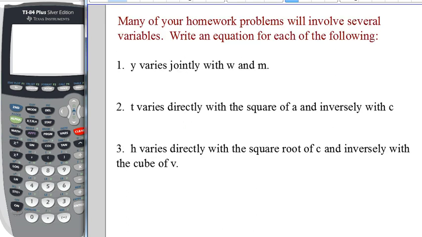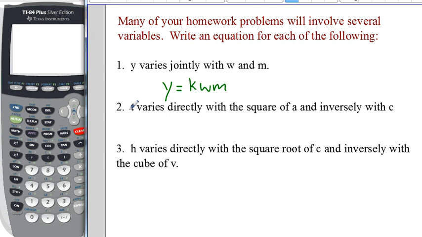All right, so we're going to write some formulas using these sentences. So let's start with this first one. Y varies jointly with W and M. These are both going to be directly, so they're going to both be in the numerator. So we write Y. We always write k next. Jointly with W and M, we've written our equation.